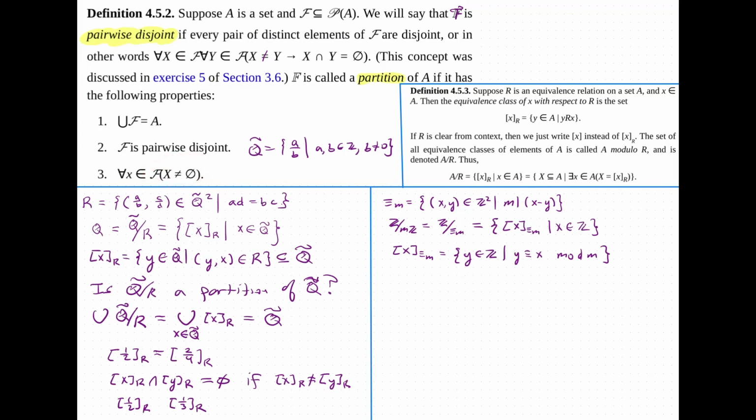I'm skimming over quite a bit, but we're going to prove a theorem in just a moment that this is what we are building up to. We just want to have this concrete example. With some work, we can show that Q tilde mod R is pairwise disjoint, and the last condition follows. And so lastly, Q tilde mod R is a partition.